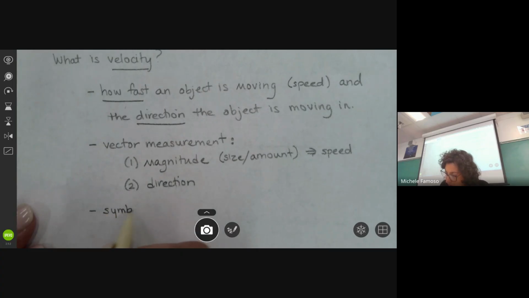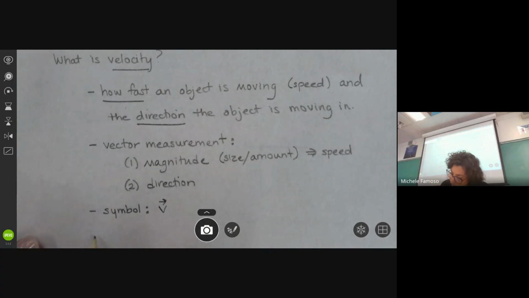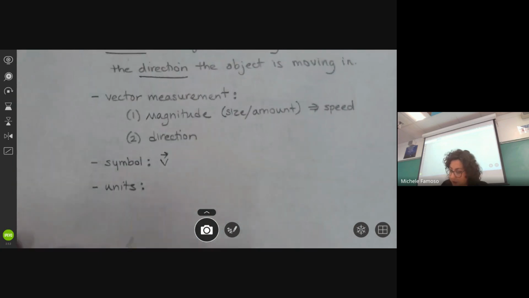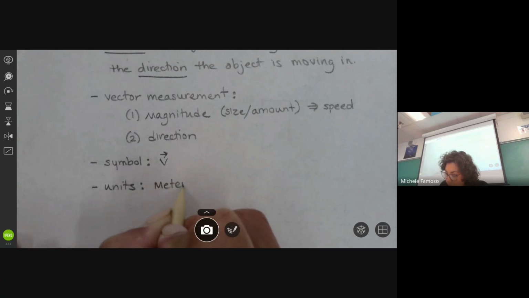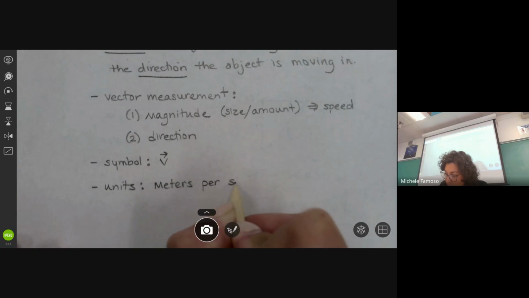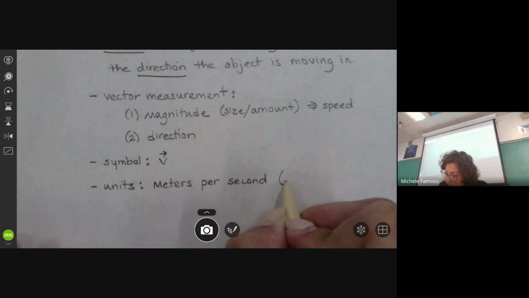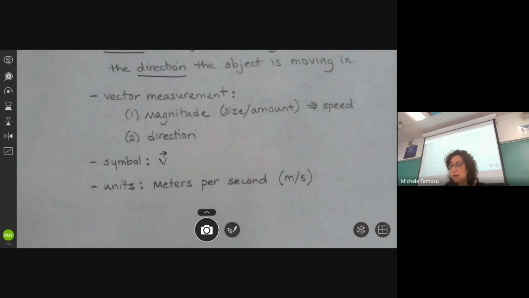Now, the symbol that we're going to use to abbreviate velocity, instead of always writing it out as a word, we're going to use V with an arrow over it. I think the V makes sense, right? V, velocity. But we put the arrow over the top to remind us that it is a vector. The units that we measure velocity in the metric system are meters per second, which we can abbreviate as m over s.